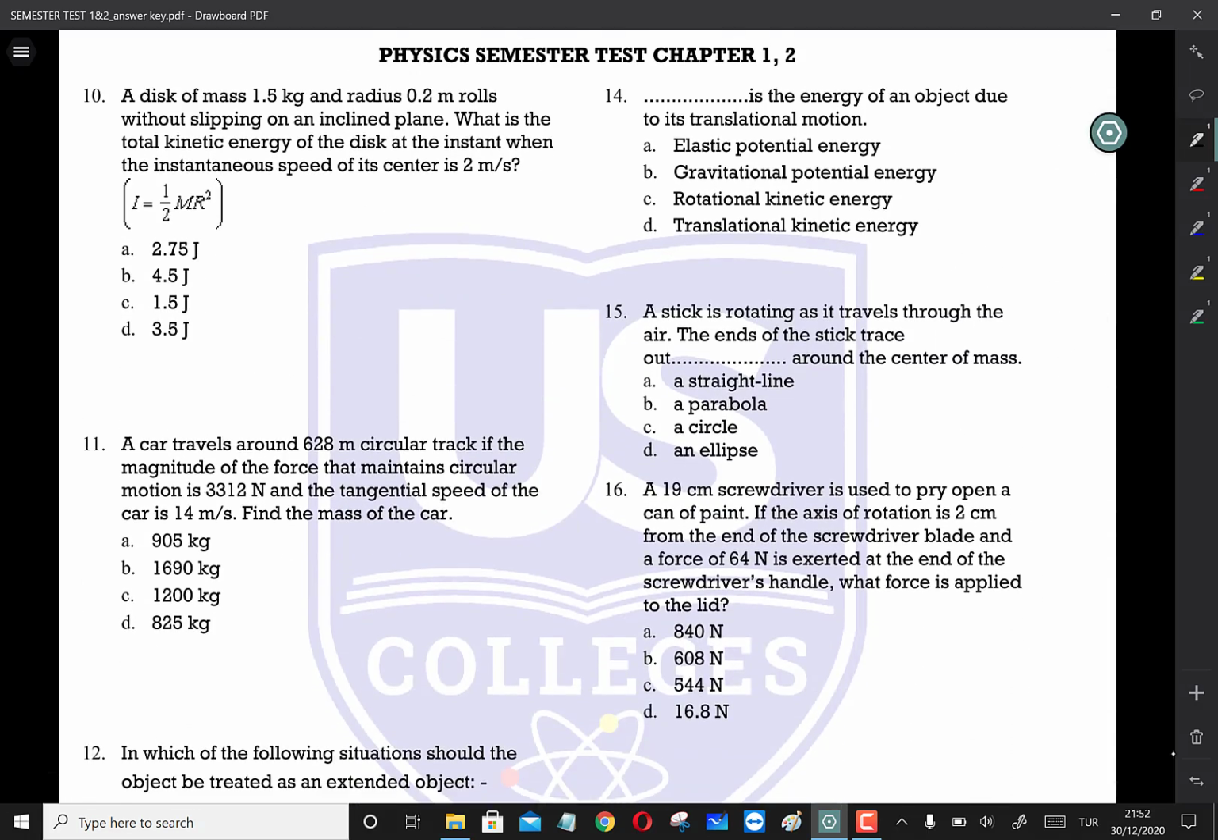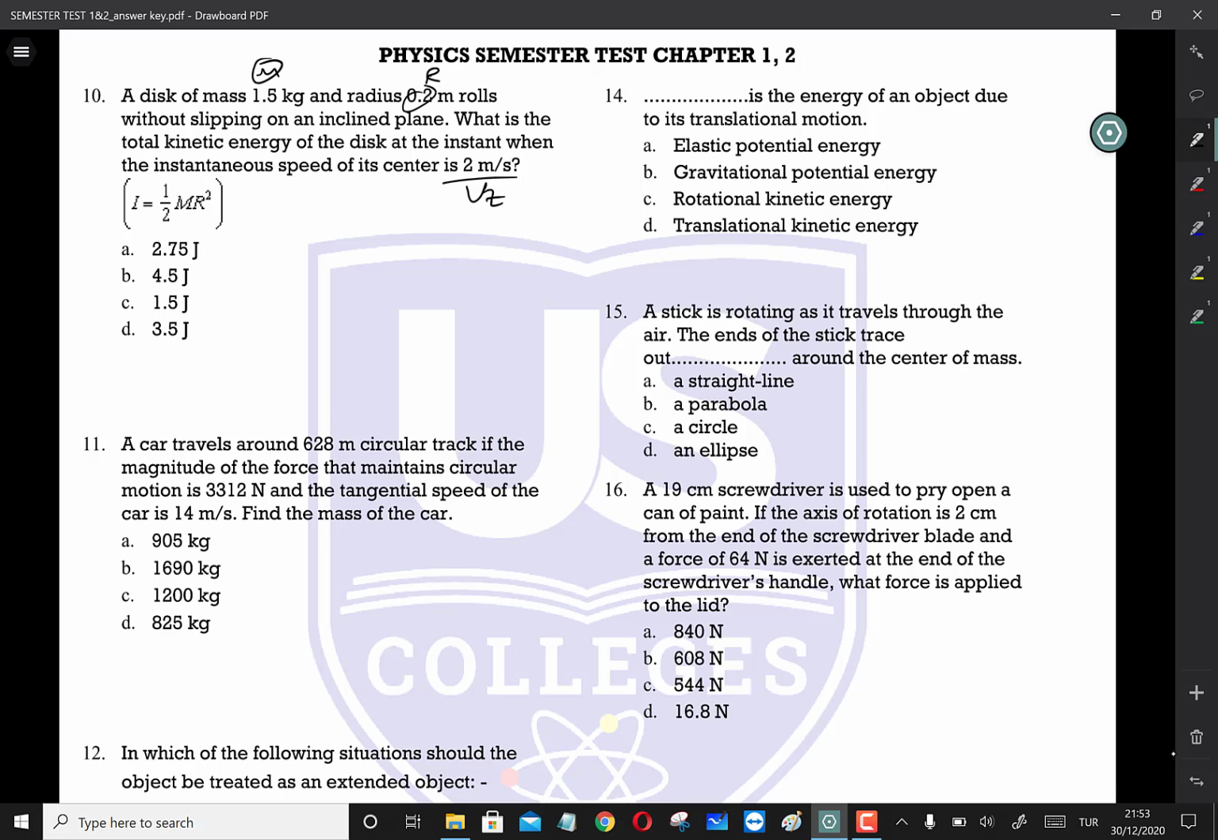Question number 10. A disk of mass 1.5 kilogram and radius r 0.2 meter rolls without slipping on an inclined plane. What is the total kinetic energy of the disk at the instant when the instantaneous speed of the center of mass, the translational speed vt, is 2 meters per second?